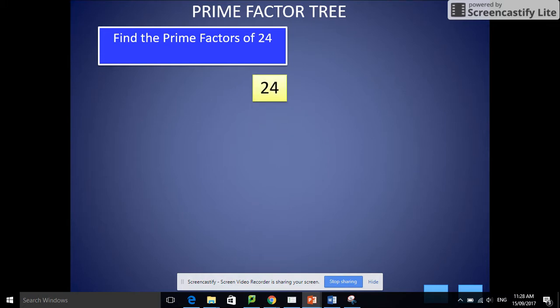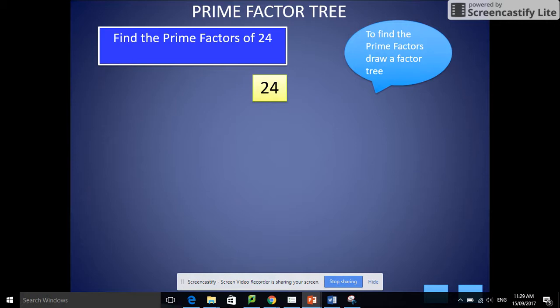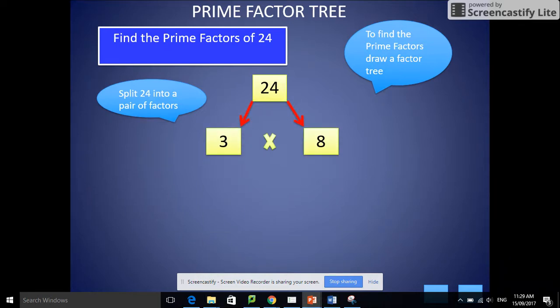Okay, first thing you do is you say, right, 24. What two numbers do I know can fit into 24? If I times them together, they equal 24. So we'll start off by splitting your 24 into a pair of factors, which is what I'm saying, 3 and 8. Straight away you know that the 3 is already a prime number, so you can circle it. What I would always do is circle it.